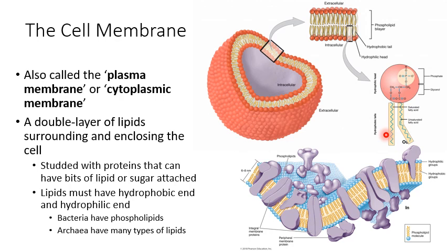They are hydrophobic. And in bacteria, you're always going to see those phospholipids in the membrane. They're also making up the membrane of your own cells, actually. In Archaea, it's different. You don't have phospholipids. You have a bunch of different types of lipids, actually. But what they all have in common is that they're going to have a hydrophobic end and a hydrophilic end.